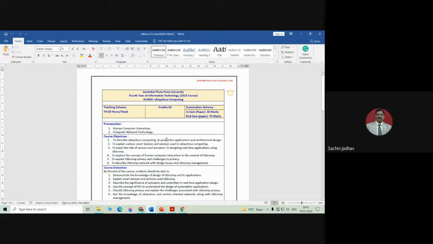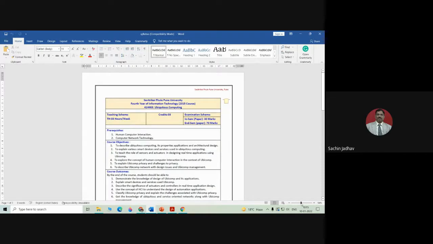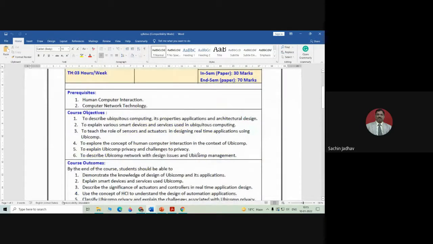When we discuss the course objectives and course outcomes of this subject, SPPU has defined some course objectives. The first objective is to describe what is meant by ubiquitous computing. You must know what ubiquitous computing is, what its properties are, what its applications are, and what its basic architectural design is. So here we will understand the definition of ubiquitous computing, five different kinds of properties, the applications of ubiquitous computing, where exactly it is applicable in current user scenarios, and then the architectural design.